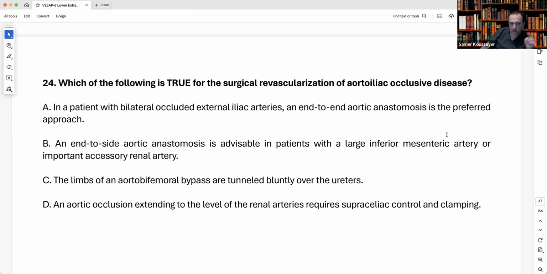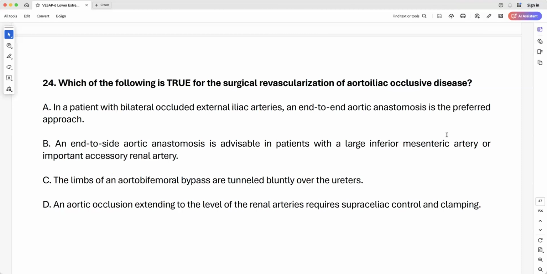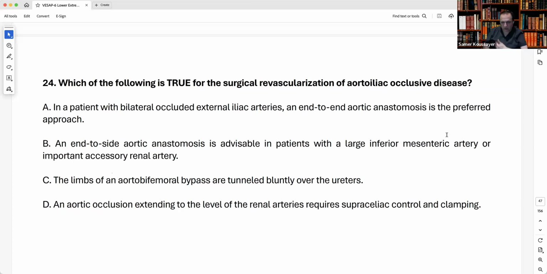These days, they come with the same question. But this is the reason why they want to tell you that you cannot do end to end: if the external is occluded, you want to give flow to the internal, so you have to do end to side. So it's a bad question. So the next one. An end-to-side aortic anastomosis is advisable in patient with large inferior mesenteric artery or important accessory renal artery. Yeah, the same thing, because when you do end to side, you want the blood flow to the inferior mesenteric artery. If you have a big inferior mesenteric, the same concept. Yes.